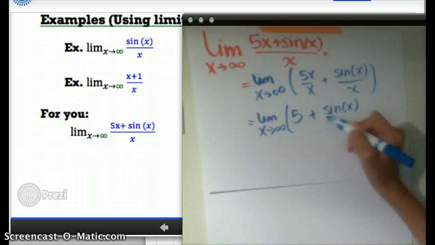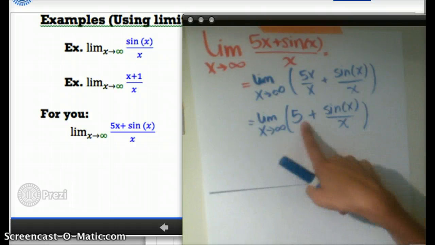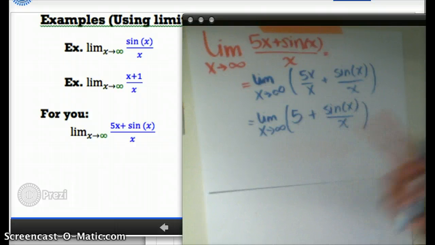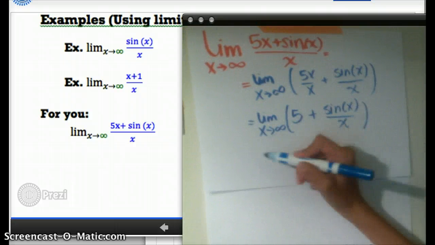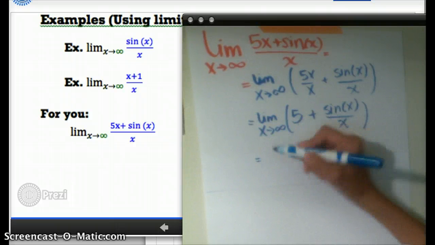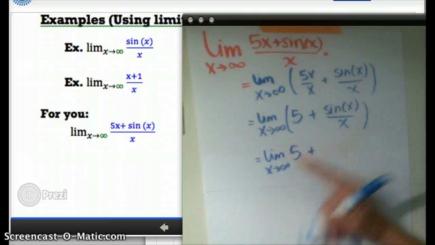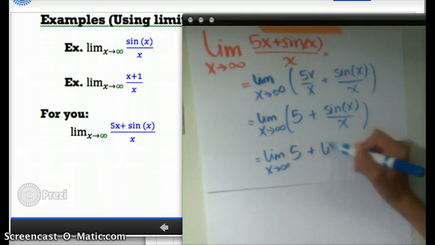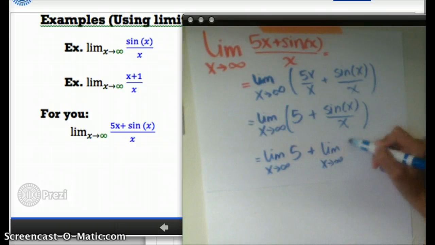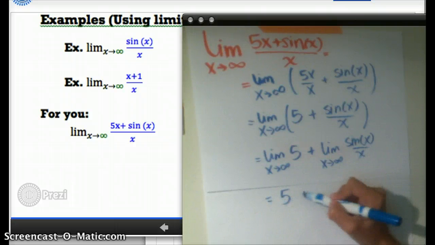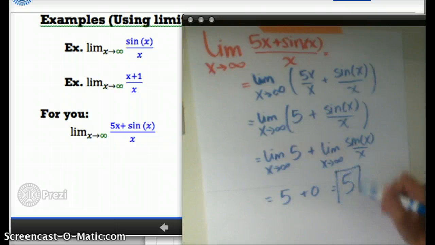And now I see that I can actually split my limits. I can do that because this is going to be a limit of a constant, which exists and is a number. And this is going to be 0, as we just saw, because we just proved this one together. So since I've checked my premise, I am allowed to split this limit into the limit as x approaches infinity of 5, plus the limit as x approaches infinity of sine x over x. And this limit equals the number 5, and this limit equals the number 0. And so our answer is 5. Hooray! I'll see you in class.